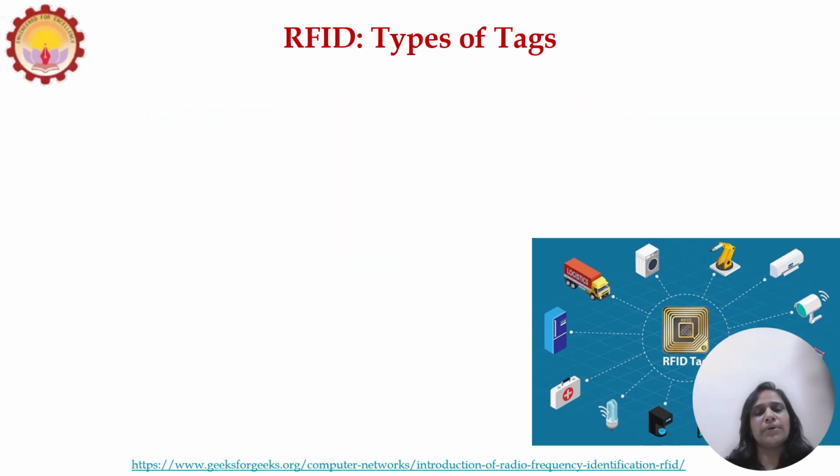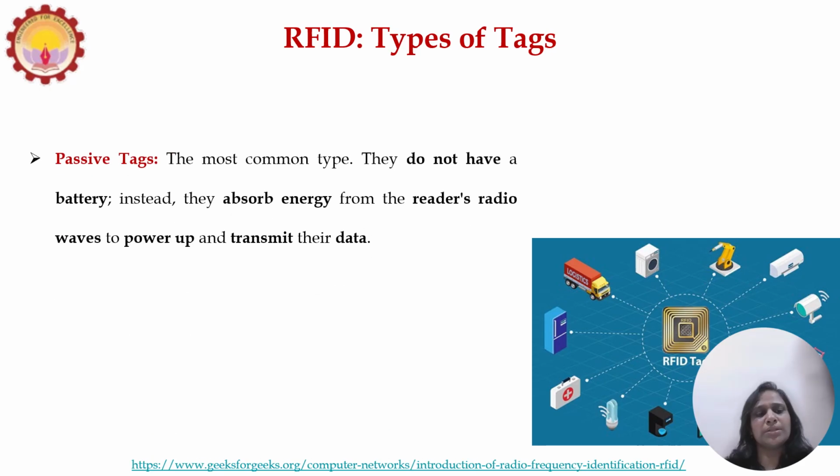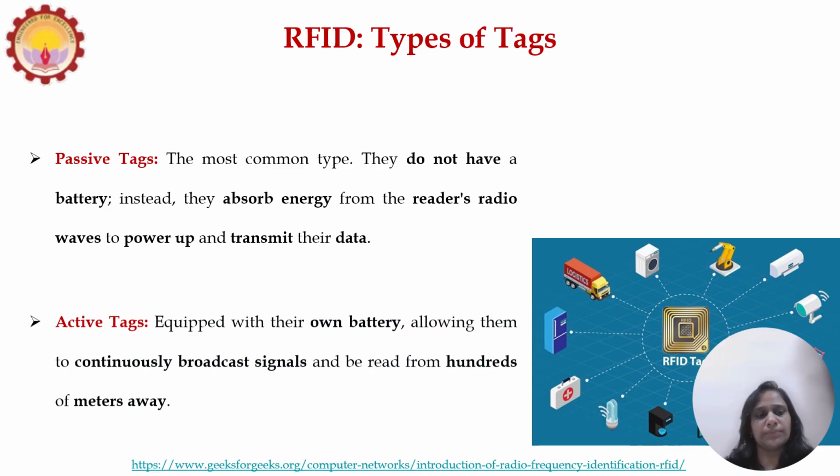See, these RFID tags are of different types. The first type is the passive tag. What is this passive tag? It is a very common type of RFID tag. They do not have a battery. Instead, they use the energy from the reader's radio wave to power up and transmit their data.